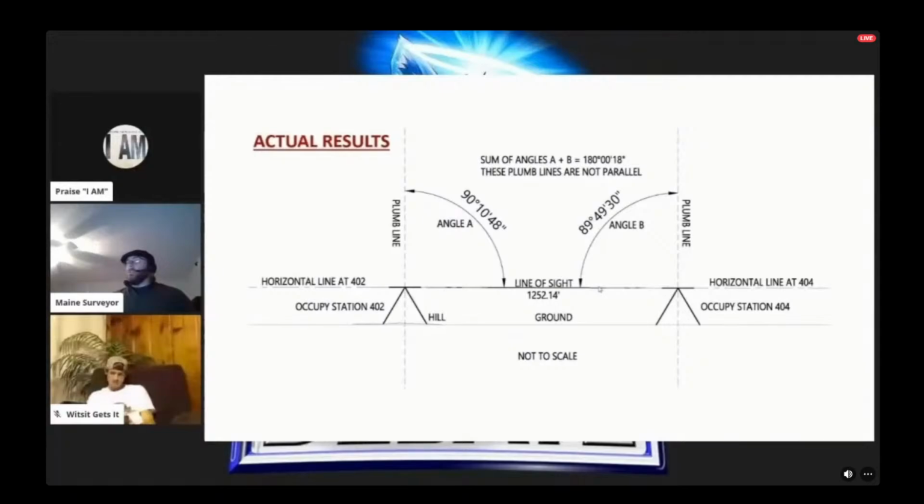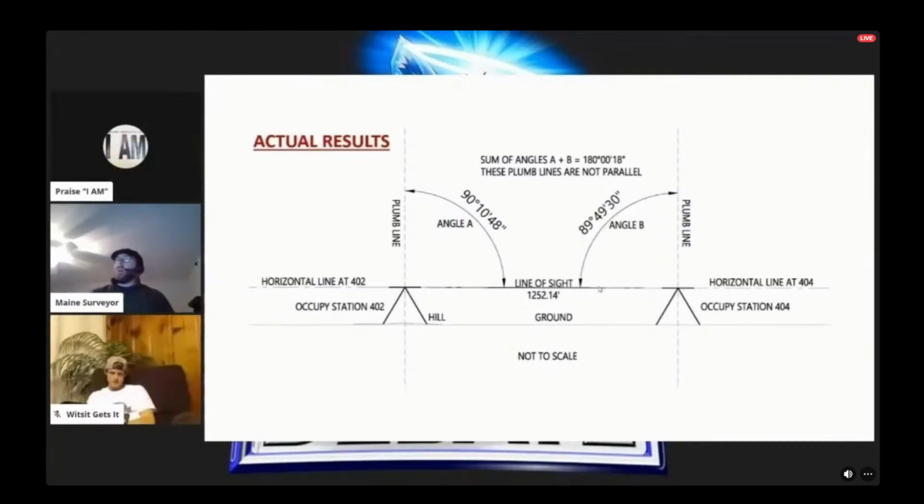Forget his name. He's gone from the internet now, but yay, main surveyor. And I set my 2 points, 402 and 404, and I measured zenith angles, A and B there, from 402 to 404, and from 404 back to 402. I added those zenith angles together and came up with 180 degrees, 18 seconds.